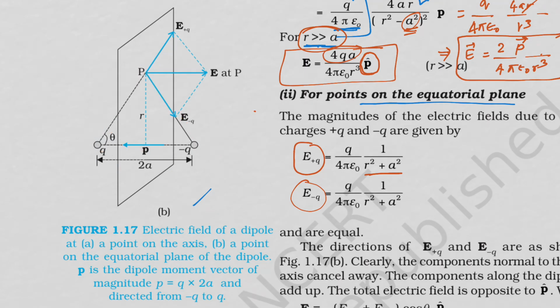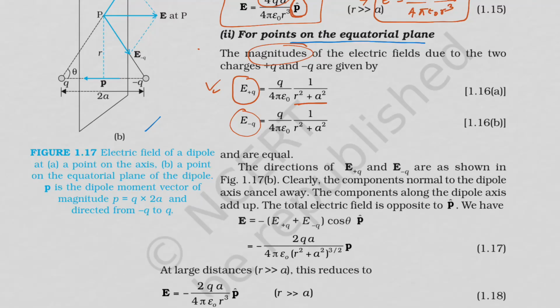And as you can see that there is no sign yet, no negative or positive sign, because we are dealing with the magnitudes right now. We will deal with the direction later. So when we include the vectors, the total E is actually minus E plus Q plus E minus Q. I will tell you why it is minus.